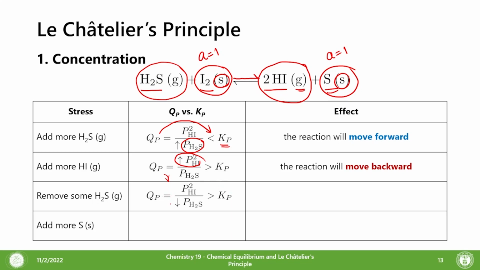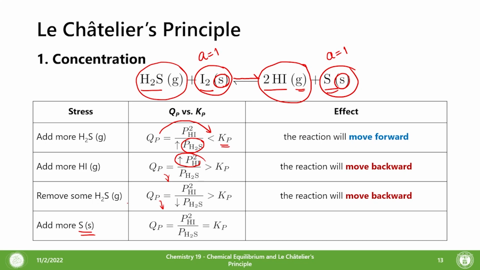So, since it's larger again, it must go down in order to meet K, and therefore it will have to move backward.